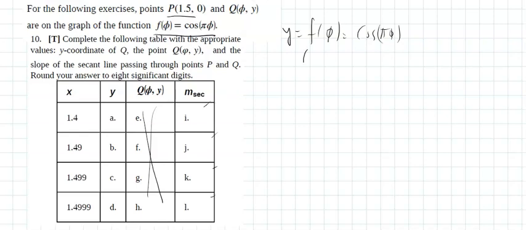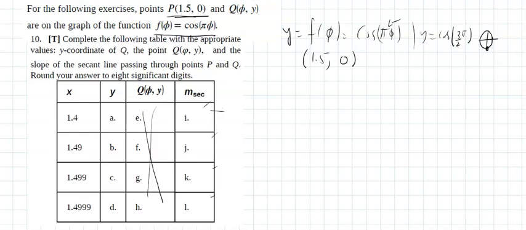If I told you let x equal 1.5, if you put 1.5 in there, y would equal the cosine of 1.5 pi. 1.5, that's 3 halves, so the cosine of 3 pi over 2 is 0. And that's where they got this point from.